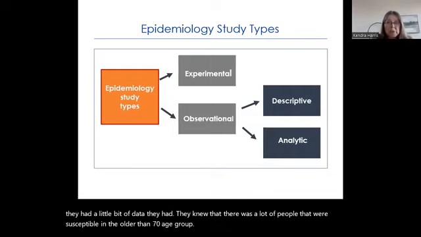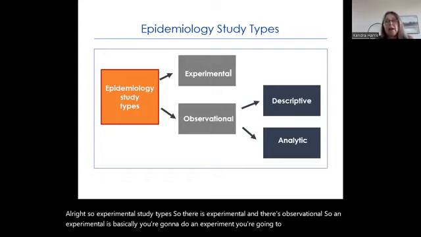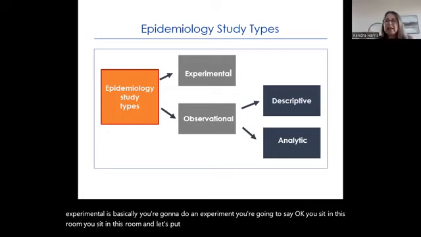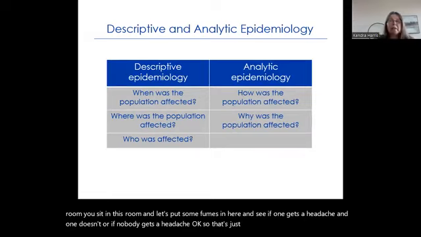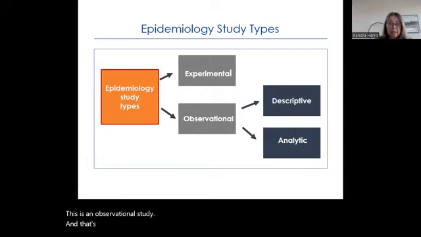All right, so study types. There is experimental and there's observational. An experimental study is basically where you do an experiment. You say, okay, you sit in this room, you sit in this room, and let's put some fumes in here and see if one gets a headache and one doesn't, or if nobody gets a headache. That's just doing an experiment. But then we have descriptive and analytical epidemiology, which are part of observational studies. This is an observational study, and that's the type that was conducted at the Legionnaire's conference.